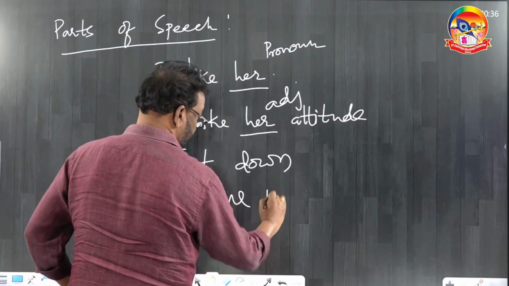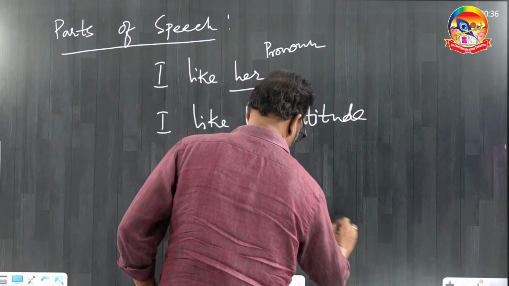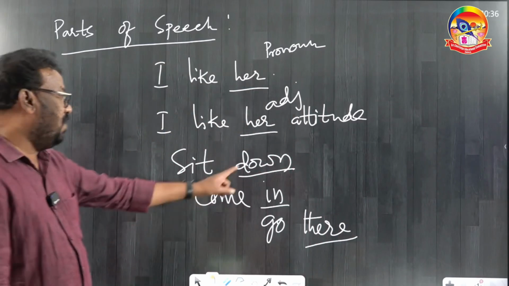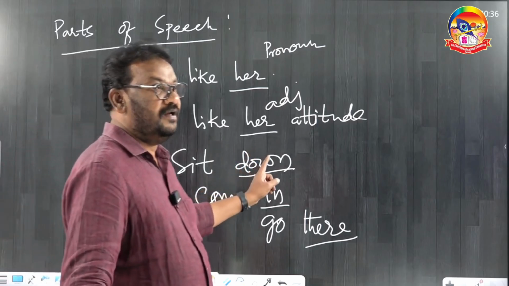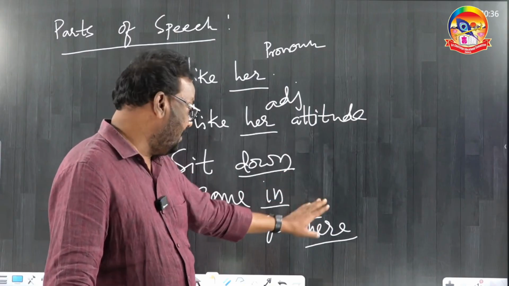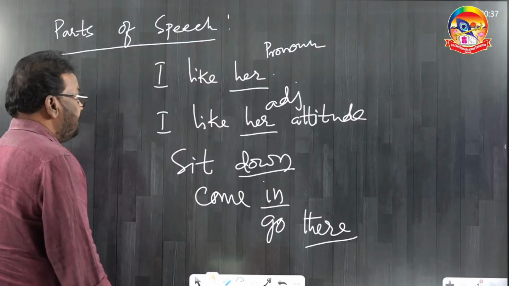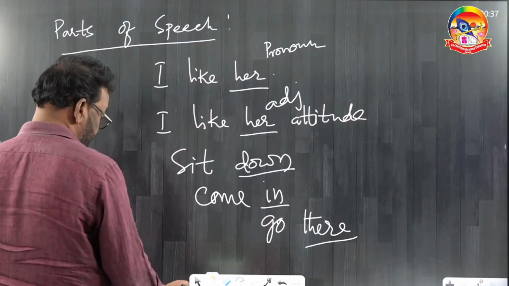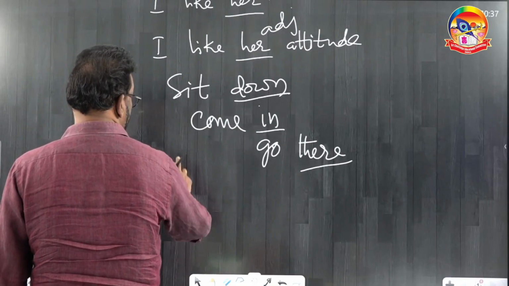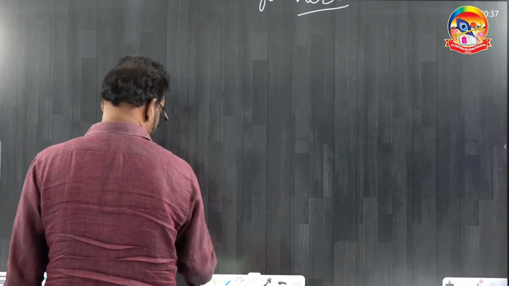And of course, sit down, come in, go there. What is the part of speech of all these 3 words? You know, sit down. Down is not preposition or anything. It is adverb. Come in, it is also adverb. Go there, it is also adverb. So like that. And 5 sentences with 5 words underlined you are given, and everything. Concentrate only on textbook, on the sentences or exercises given for practice in your textbook.